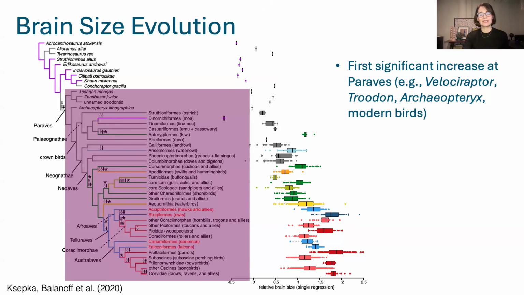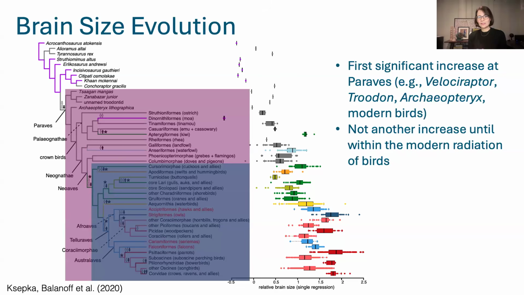What's really interesting is that we don't see another significant shift or increase in brain size until we get well into living birds. And what this means is that birds like ostriches and emus and chickens and ducks and even flamingos and pigeons have a similar relative brain size, so it'd be relative to their body size. They have a similar relative brain size to something like Velociraptor.